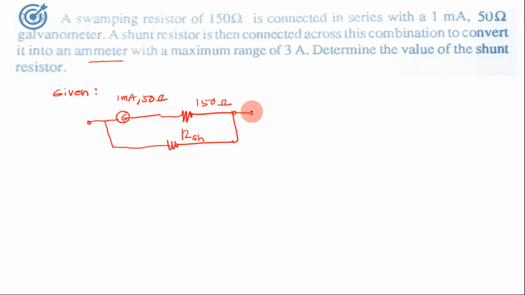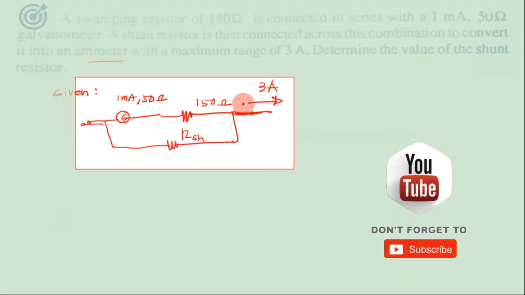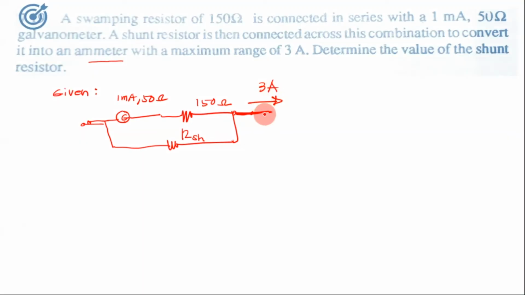Now this device will be allowed to accept only 3 amperes. It means that will be the maximum range. So the current here will be 3 amperes. This is the maximum capacity of this circuit, or the ammeter. It means that a current less than or equal to 3 amperes can be accepted. So if the current is greater than 3 amperes, this system will blow. That's it. Now, our task is to solve for this one.